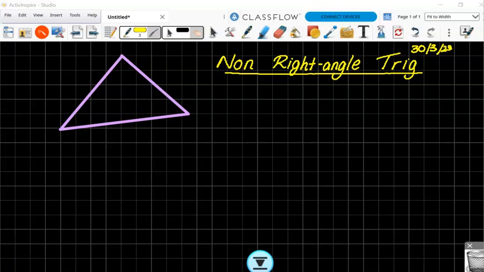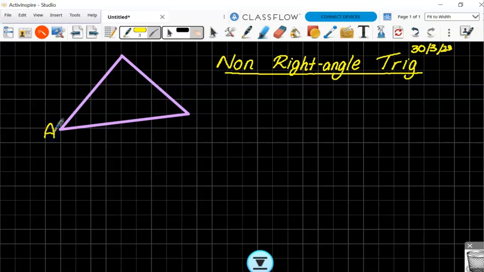We're going to want to do a couple of things with now non-right angle triangles. So we cannot use the opposite over hypotenuse, adjacent over hypotenuse, and opposite over adjacent anymore. With non-right angle triangles, to label our angles now, we call this angle here A.